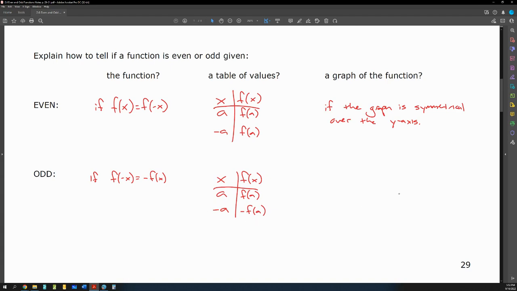We can tell this from the graph if the graph is symmetrical about the origin. So what do I mean by that?